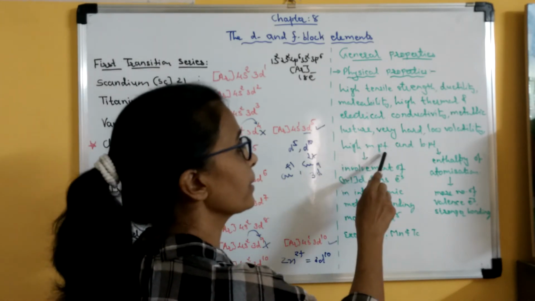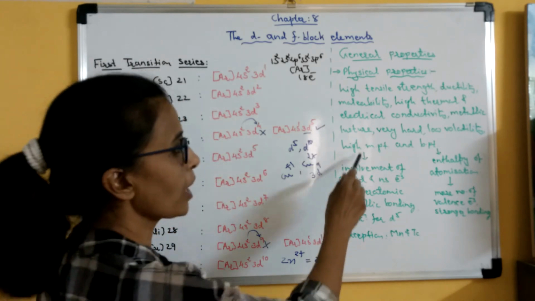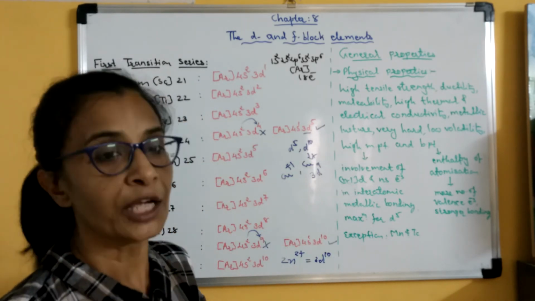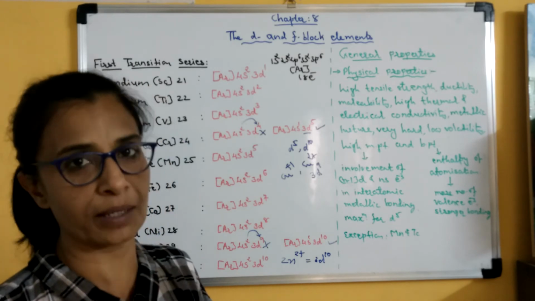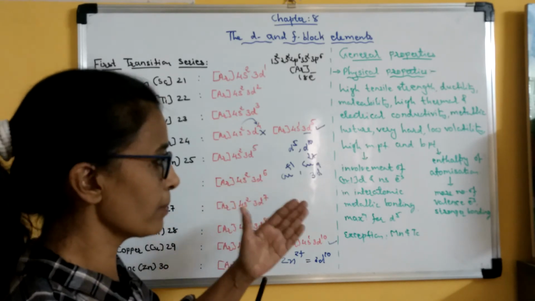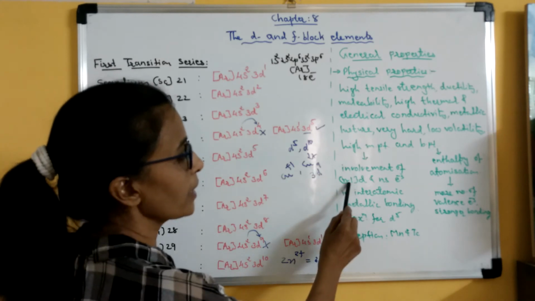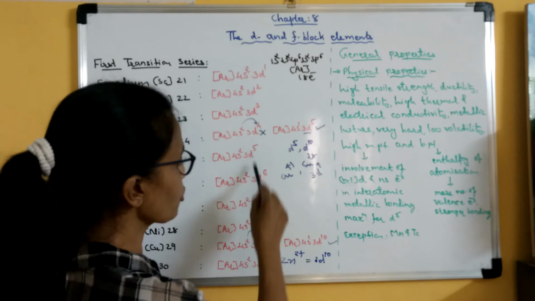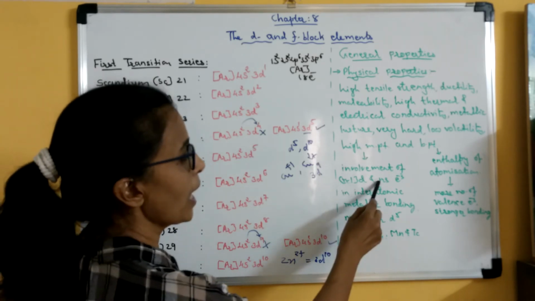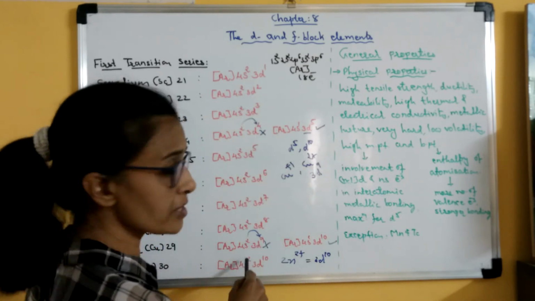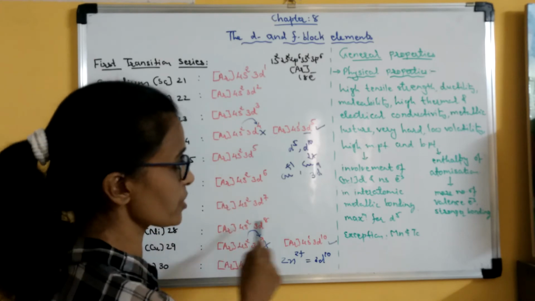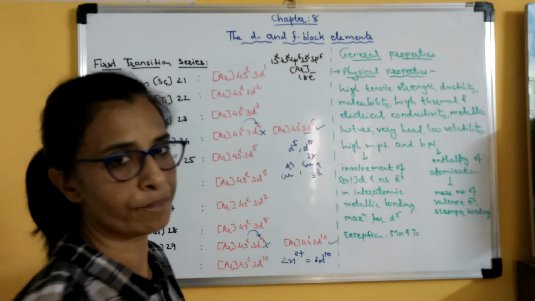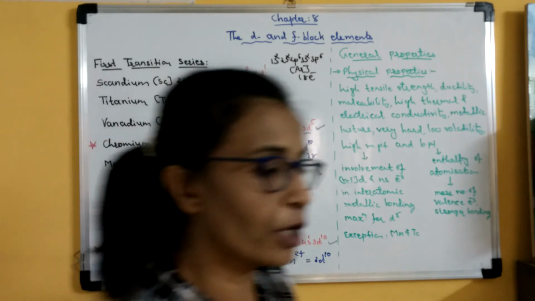Then high melting point and boiling point. What is the reason why they have high melting point? Generally metals have low melting point, but these metals have high melting point. Reason is there is involvement of n-1 d, means the electrons present in 3d orbital, and ns electrons, that is 4s electrons in case of the first transition series, in interatomic metallic bonding. Clear?